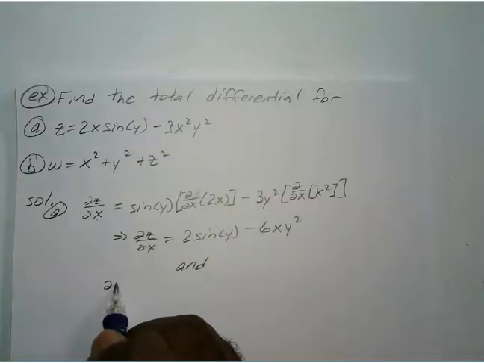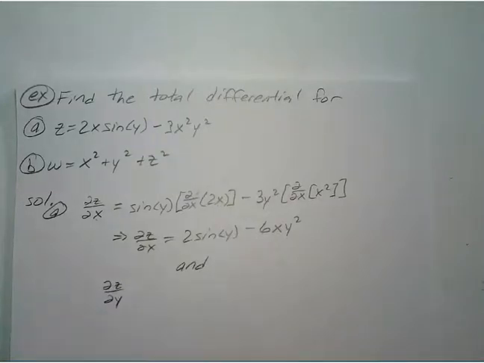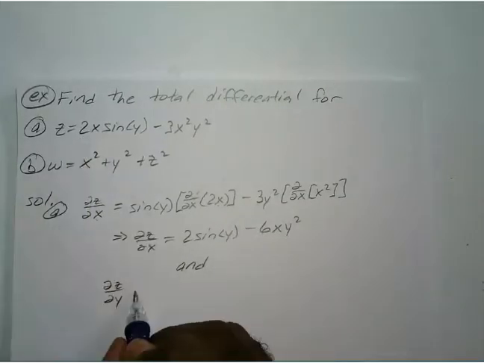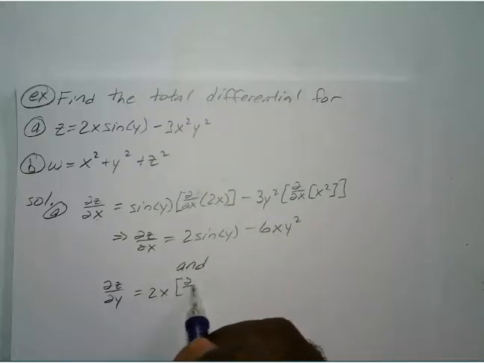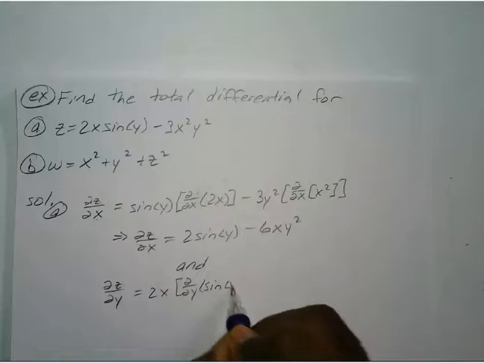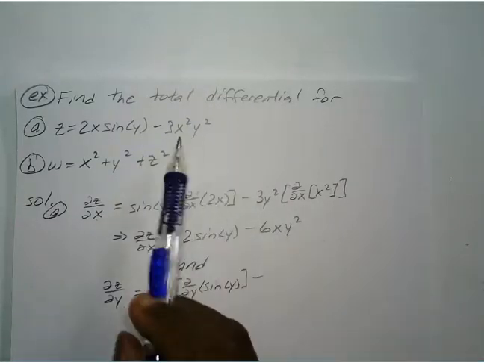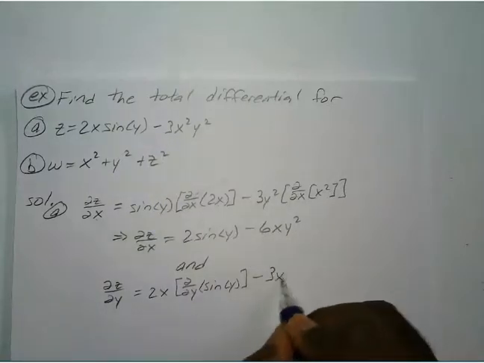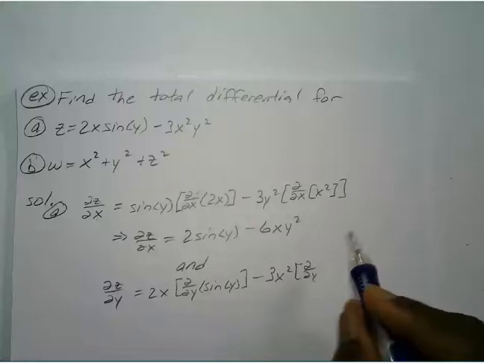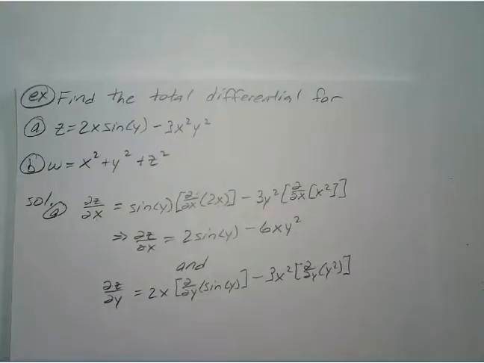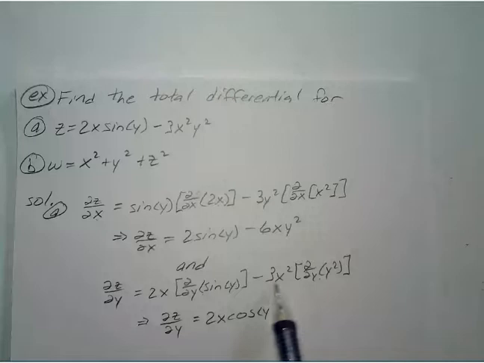And we need the partial z with respect to y. So in this case, the 2x are the constants. So you have 2x partial with respect to y of sine of y minus, here the 3x squared is the constant. So that's the partial with respect to y of y squared. Okay, so that means your partial z with respect to y is equal to, derivative of sine is cosine, so you have 2x cosine y minus derivative of y squared is 2y, so you have 6x squared y.